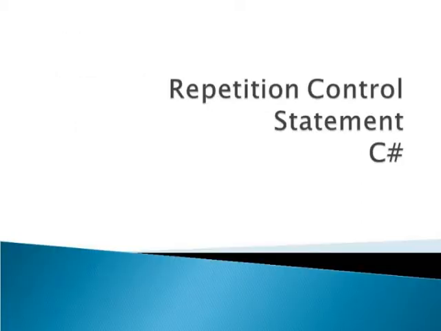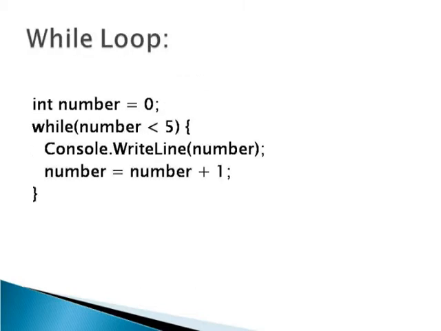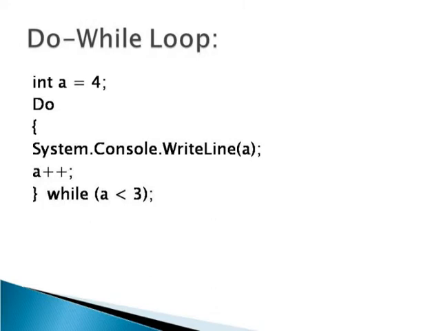Repetition control statements in C#. C# for loop example to print values from 0 to 4. While loop example in C#. This is another example for what we have done previously. Do while loop example.